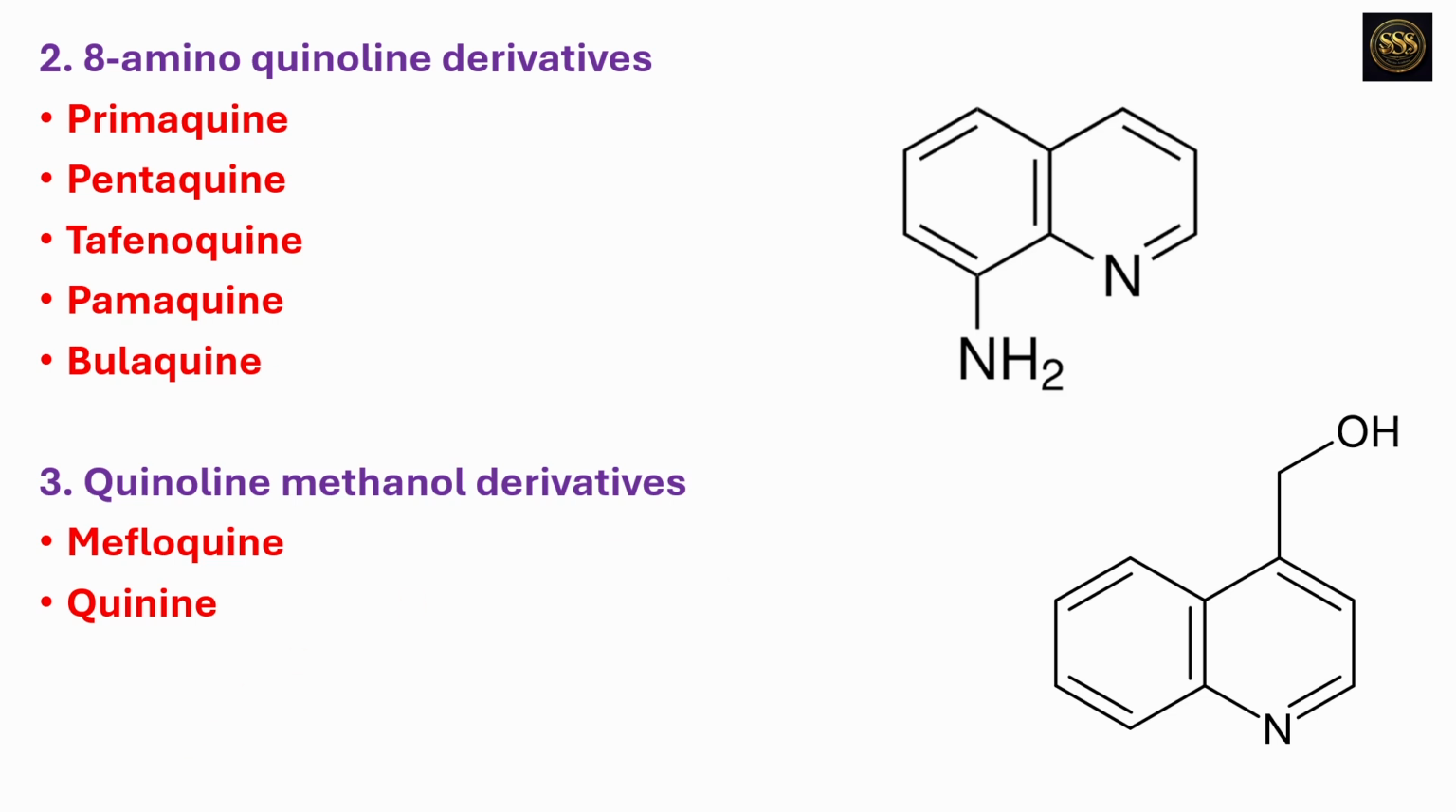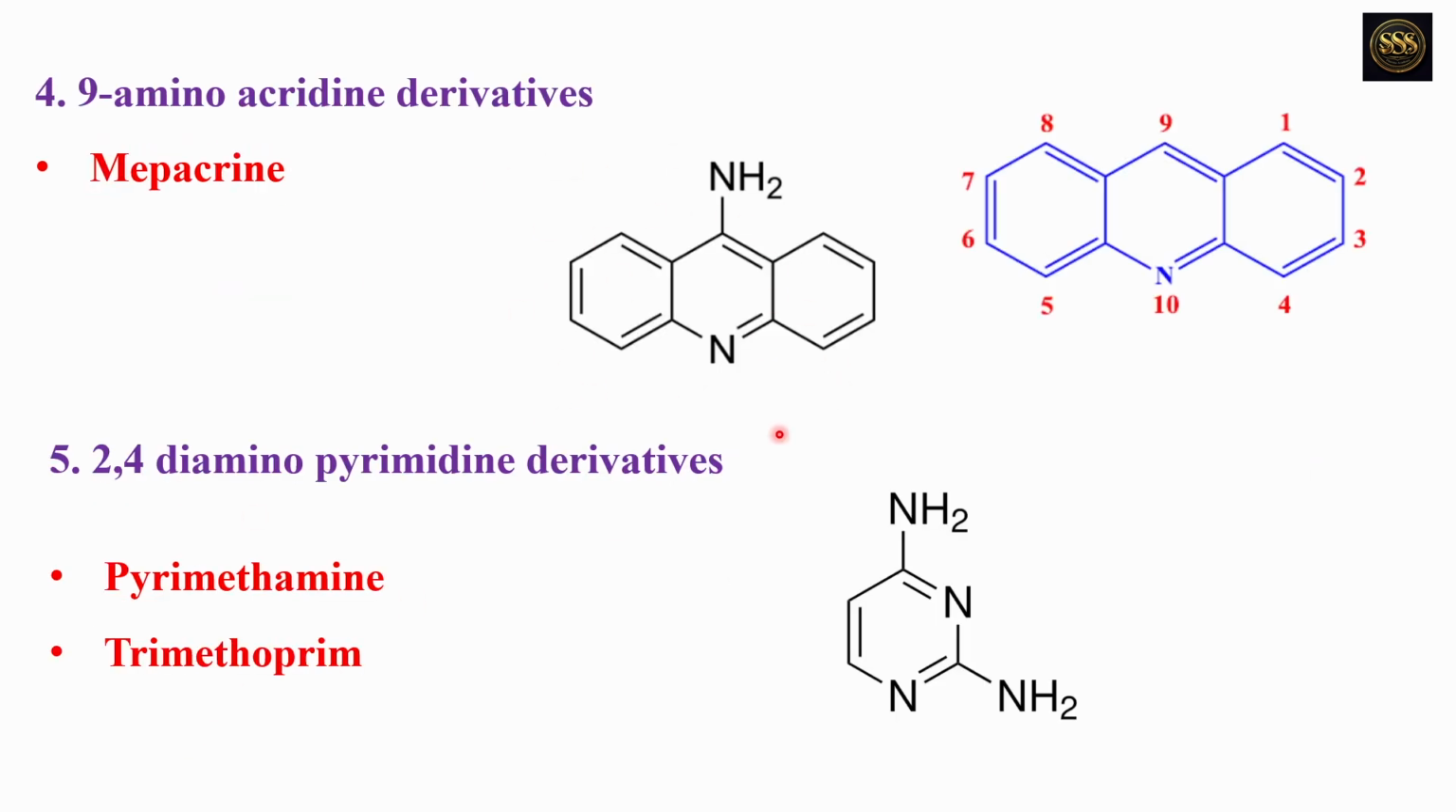So next classification, I told you earlier, acridine. You can see here, right? This is the basic acridine nucleus. In the ninth position, you can see an amino group. So this is called 9-aminoacridines, right? The drug which comes under this category is mepacrine. Okay, mepacrine, 9-aminoacridines.